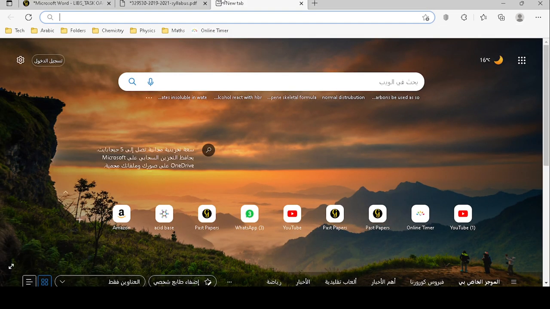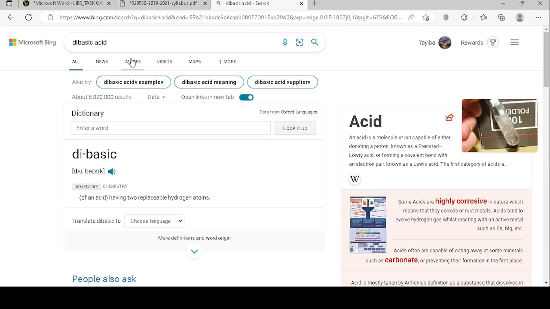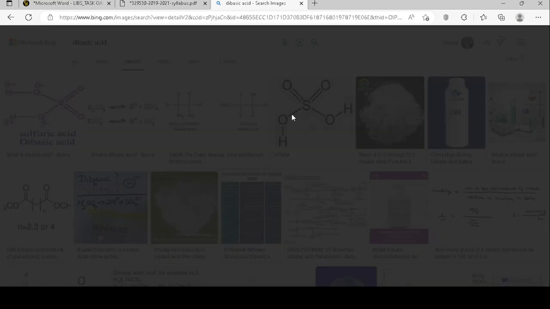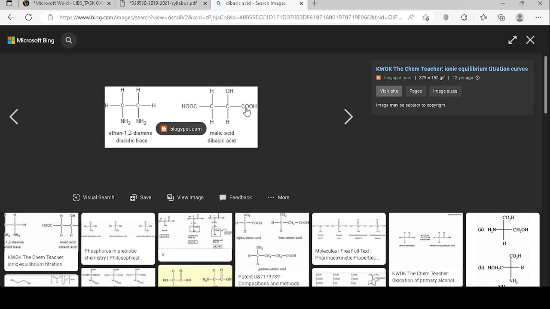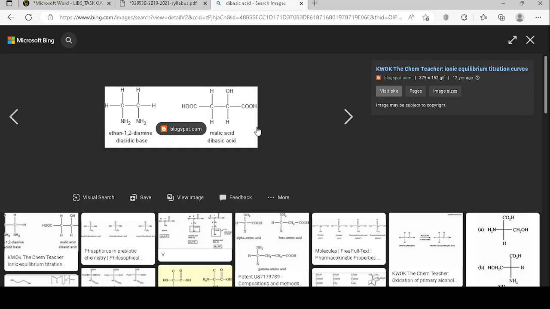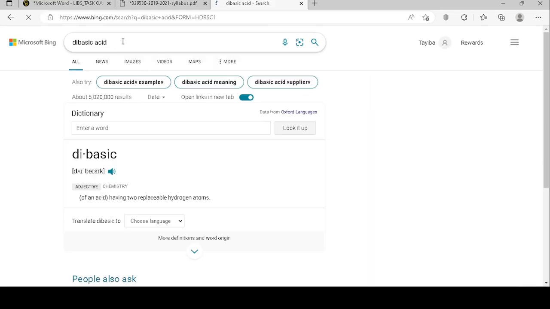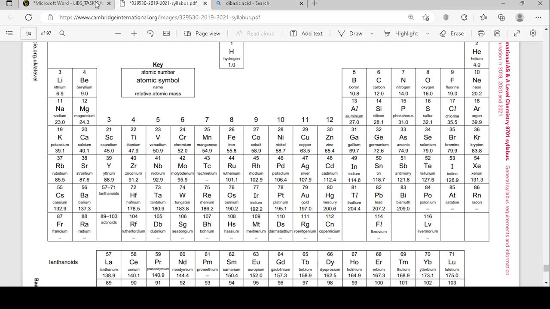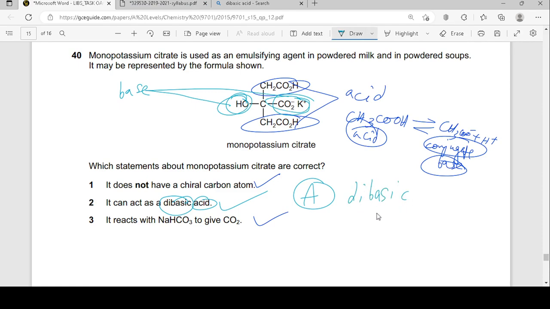So yeah, I guess we can also look at some dibasic acids on the internet. Interesting. Malic acid, a dibasic acid. So is it called a dibasic acid if it has two COOH? Oh, yes. Dibasic: of an acid having two replaceable hydrogen atoms. So I will write that down in the notes too. So dibasic means having two replaceable hydrogen atoms. So we're not even concerned about the basic groups actually.